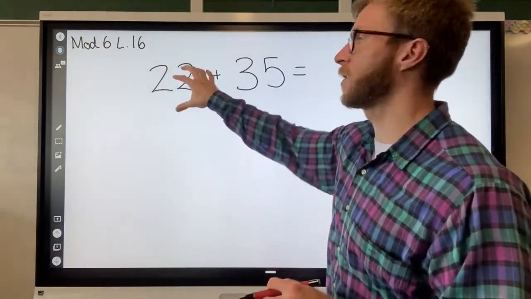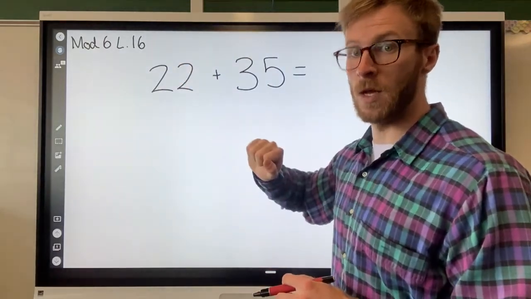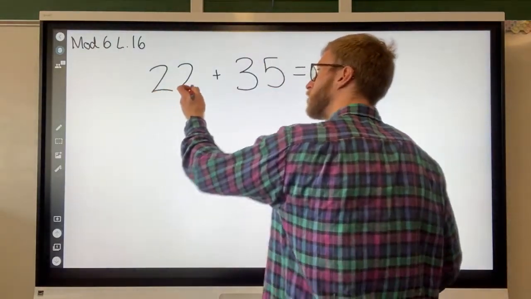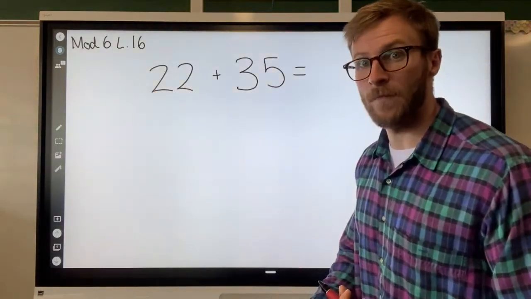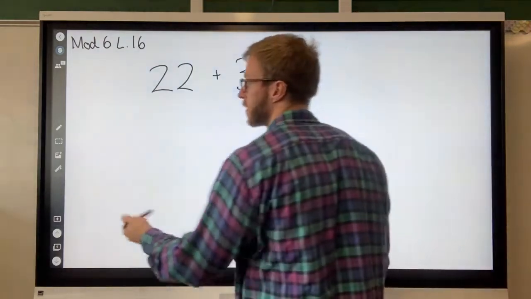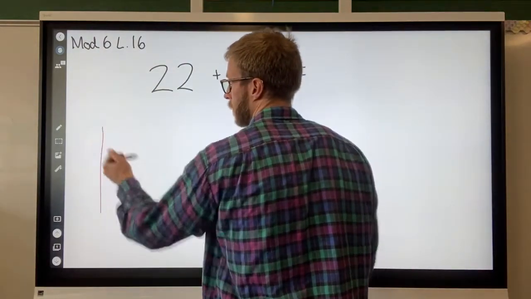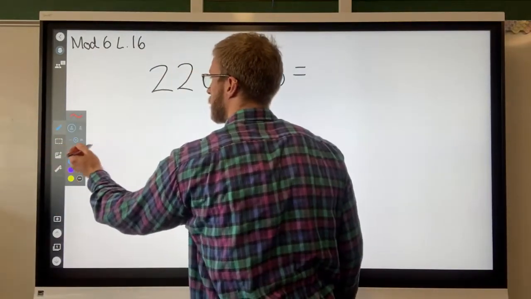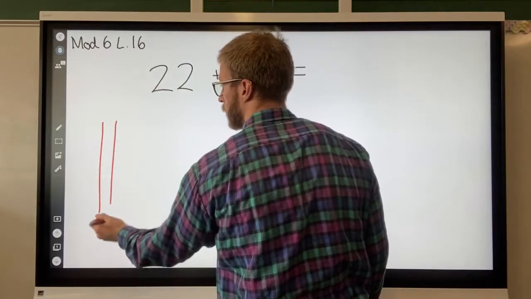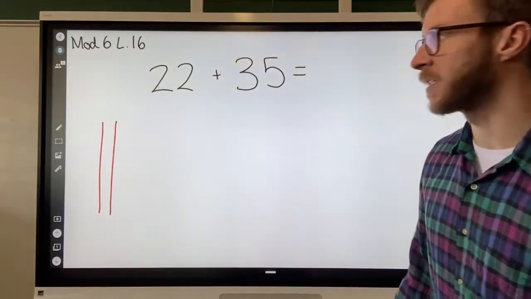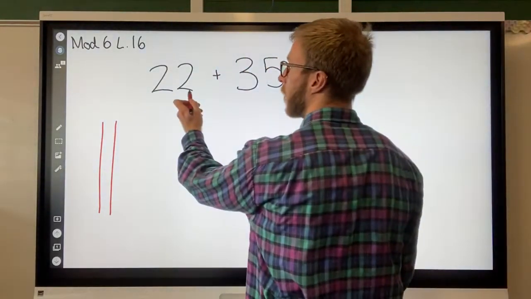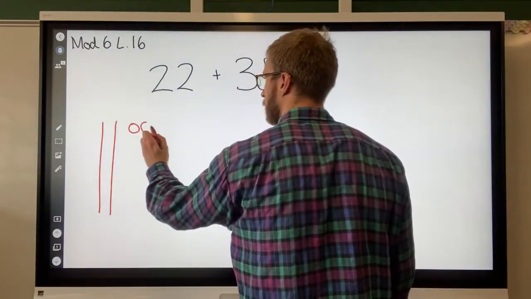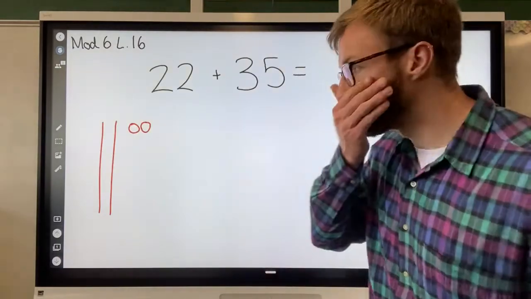So let's look at 22 first because it's the first number in the number sentence. And we're going to draw quick tens. So 22 has 2 tens and 2 ones. So we need to draw that. Let's draw our 2 tens right now. I like the thicker ones. Draw your 2 tens. 1, 2. So we have our 2 big tens drawn right there. Then, how many ones do we have? 2. So we draw 2 ones. And ones we draw as circles, remember.